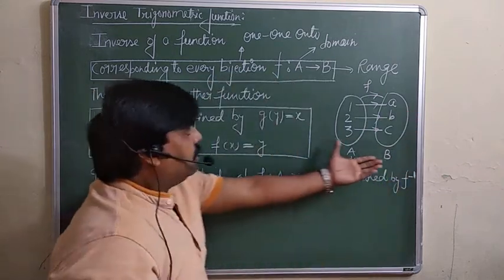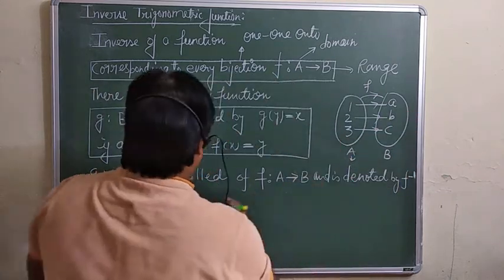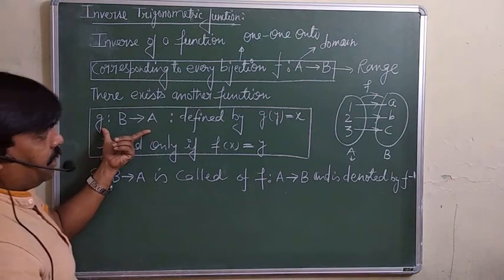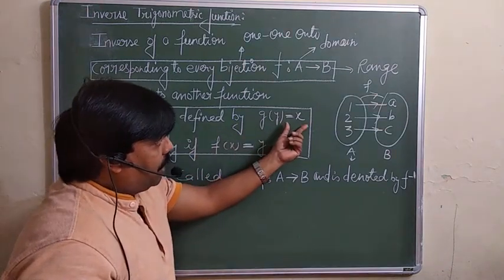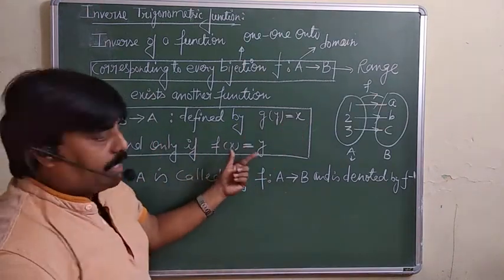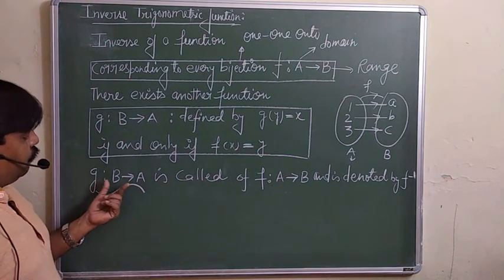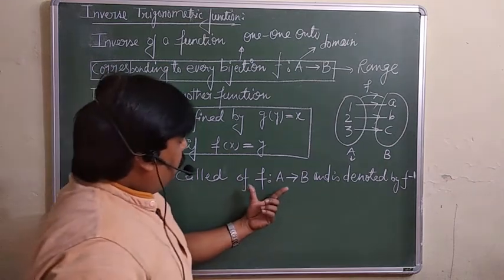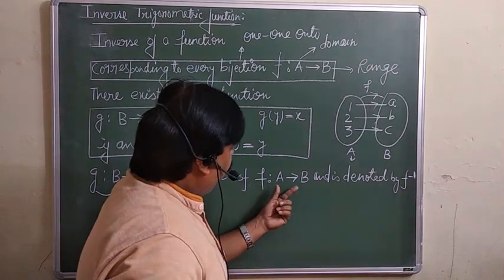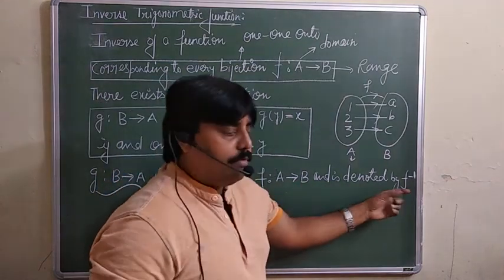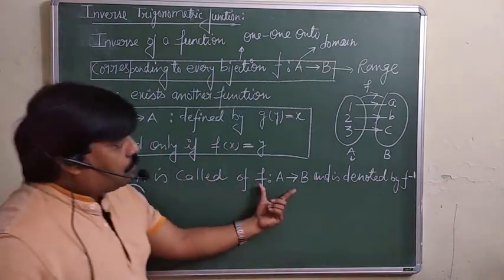But if you are taking the inverse of this one, then we take another function. So g(y) will be equal to x if and only if f(x) is equal to y. So this g, the function B to A, is called the inverse of f: A to B and is denoted by f inverse. So this is the inverse of this function.